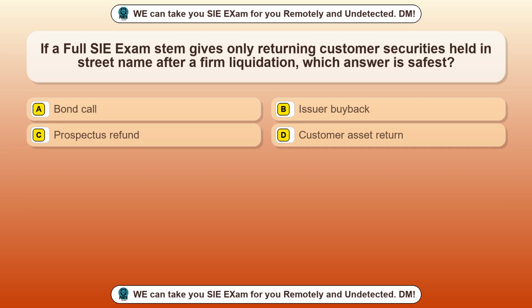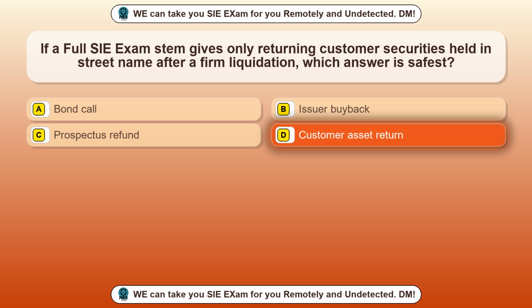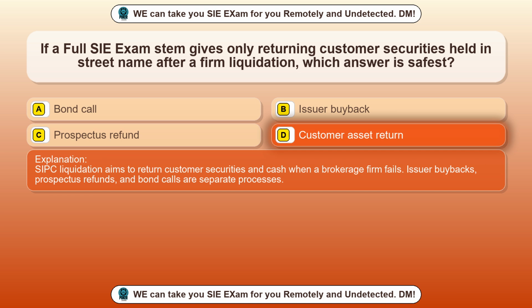Question 11. If a full SIE exam stem gives only returning customer securities held in street name after a firm liquidation, which answer is safest? Option A, bond call. Option B, issue or buyback. Option C, prospectus refund. Option D, customer asset return. The correct answer is option D, customer asset return. SIPC liquidation aims to return customer securities and cash when a brokerage firm fails. Issuer buybacks, prospectus refunds, and bond calls are separate processes.